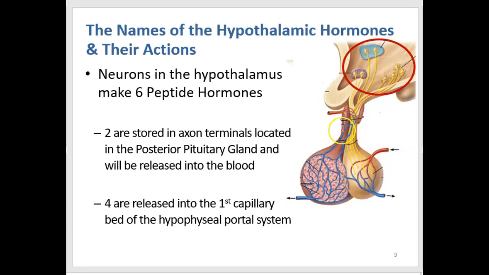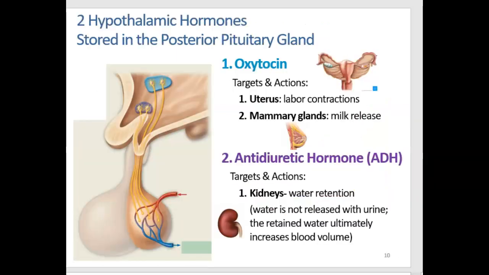So collectively, both of these systems, the tract and the portal system, as well as all the neurons in the hypothalamus, create 6 hormones and carry 6 hormones that are amino acid based or peptide hormones. 2 of those 6 are going to be stored in the posterior lobe axon terminals. 4 of them are going to be released into this first capillary bed, travel through the portal system, and then be released in the second capillary bed. So we're going to talk about each one of these hormones individually.